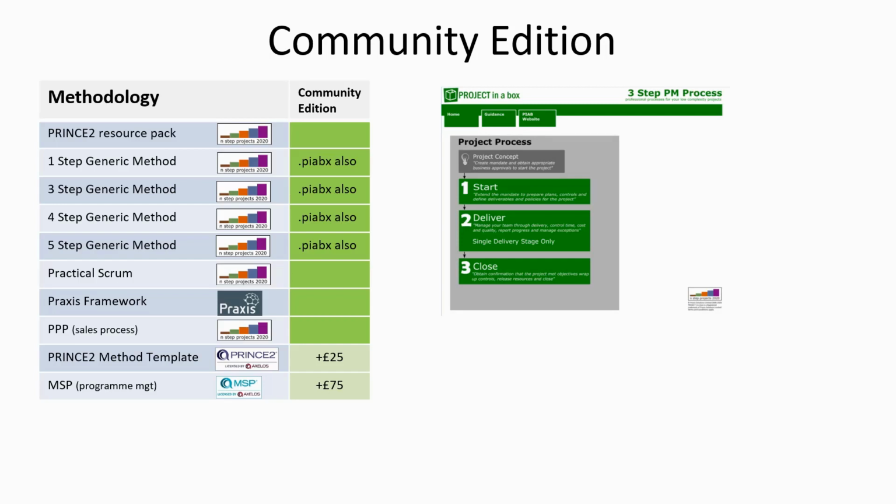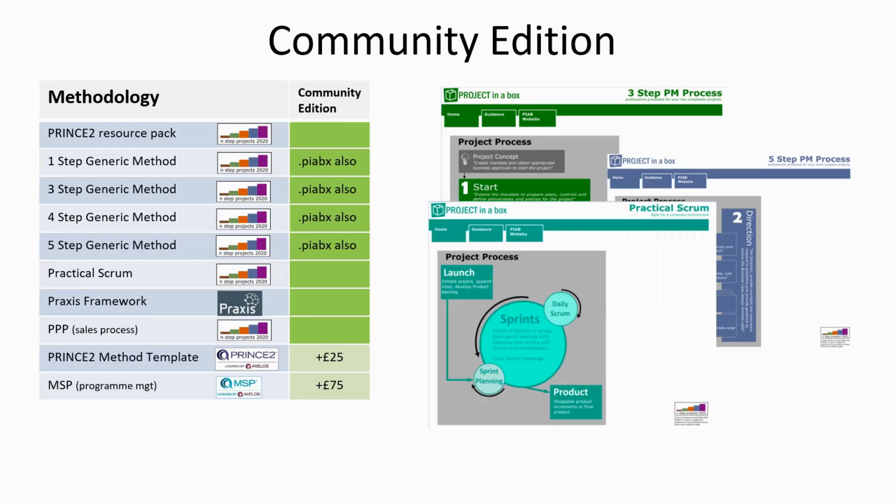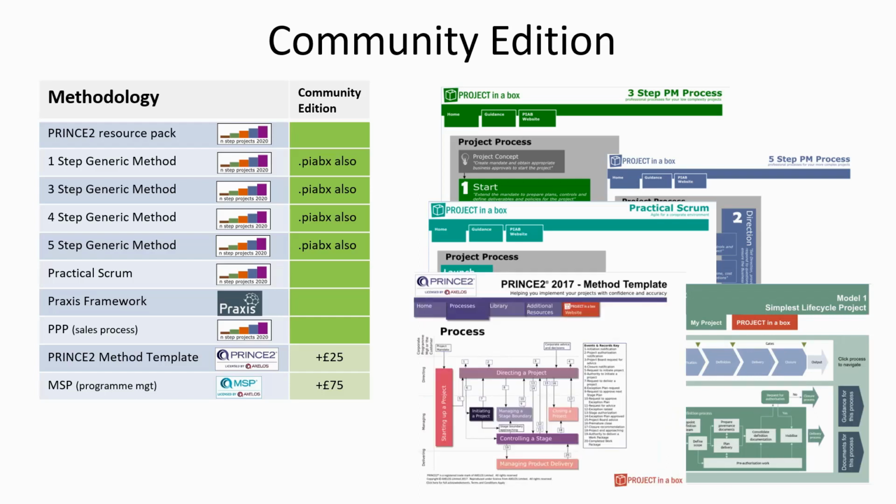This is a 3-step project, and as you click on the boxes, it's going to show the documentation you need for that project. If you've got a more complex project that you're dealing with, you're going to want the 5-step project, which is like this, has some more documents and templates and process structure. If you're working in Agile, you're going to want something like our practical Scrum method, and that's shown here. Or you might be using the Praxis framework to support your training, a formalized training course, or of course the full Prince2 method template. All of these are available within the Community Edition, mostly for free. Some of them you might need to pay to add on.